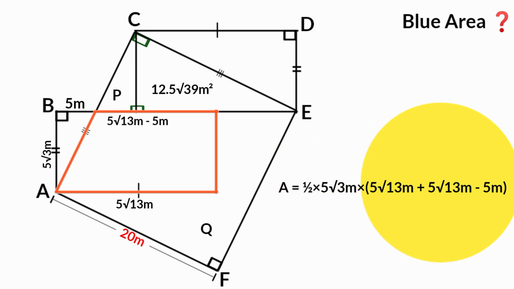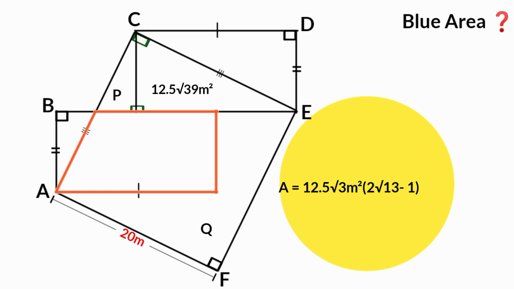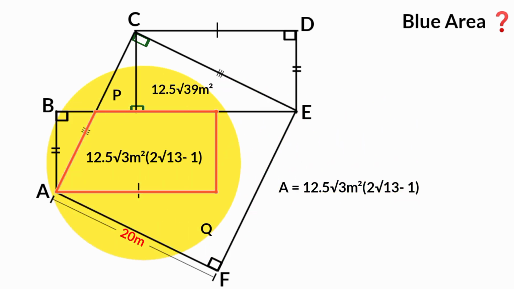From here, we can factor out 5 meters. It is now 5 meters open bracket root 13 plus root 13 minus 1. Root 13 plus root 13 is 2 root 13. Now area equal to 1 over 2 times 5 root 3 meters times 5 meters open bracket 2 root 13 meters minus 1. 5 root 3 meters times 5 meters is 25 root 3 meters squared. 1 over 2 times 25 root 3 meters squared is 12.5 root 3 meters squared. So area equal to 12.5 root 3 meters squared open bracket 2 root 13 minus 1. And that is the area of this trapezium here.